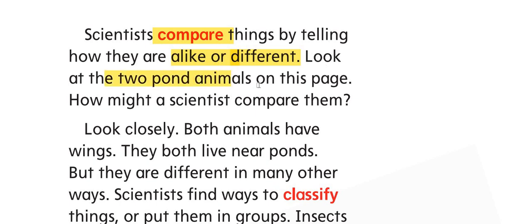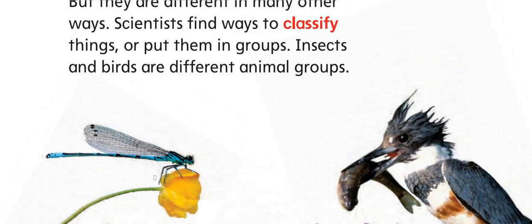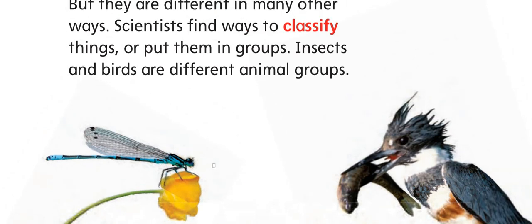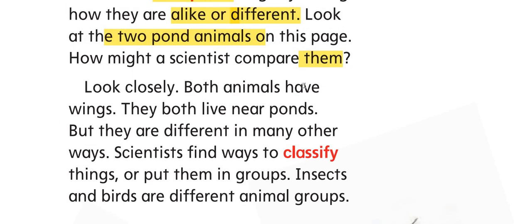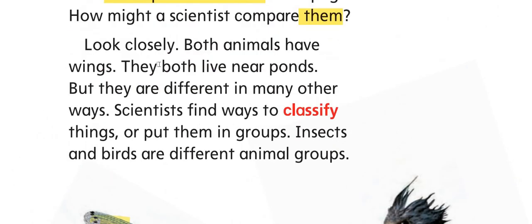Look at the two pond animals on this page. How might scientists compare them? Let's see how they compare the damselfly and the kingfisher. They have things in common. They are the same in some things, and they are different in others. Okay, look closely. Both animals have wings, and they both live near the pond. And they are also different in many other things.